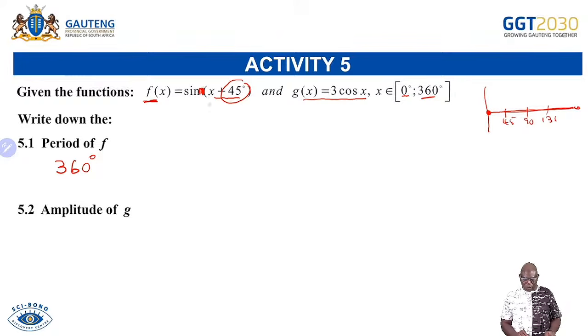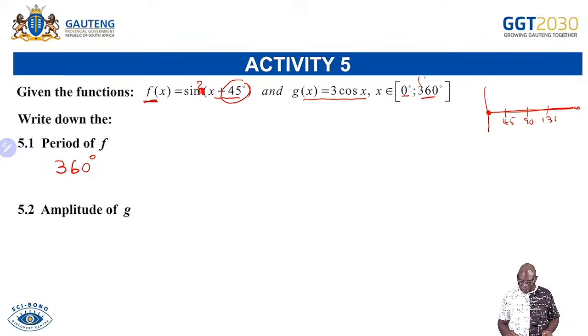Okay, so if this one was a 2, for instance, that will be 360 divided by 2. If it's a 4, it will be 360 divided by 4. So it's just that number. Okay, so this is 360 divided by 1, which is 360. It's a period, please, my boys and girls. Okay, so don't write like 0 and 360.